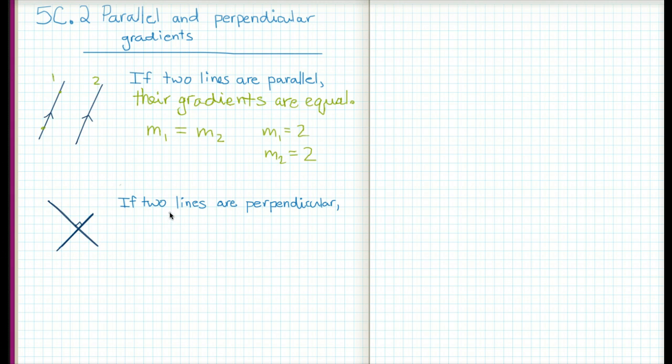Okay, the trickier one is if two lines are perpendicular. Perpendicular means they're at right angles to each other. So if I draw this line, then this one is at a 90-degree angle to the first line. So that's what this box means. This box means 90 degrees. And if lines are 90 degrees, then they are perpendicular to each other. Okay, so two important vocabulary words, parallel and perpendicular. If two lines are perpendicular, they have reciprocal and negative gradients. We're going to look a little closer at what that means.